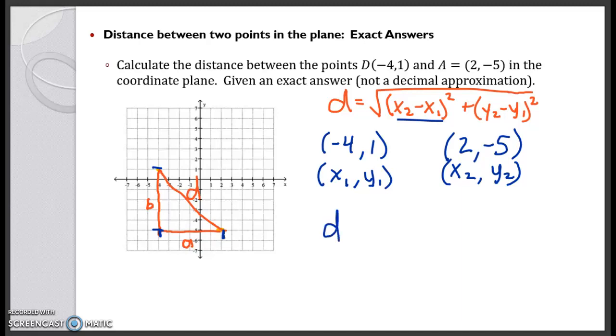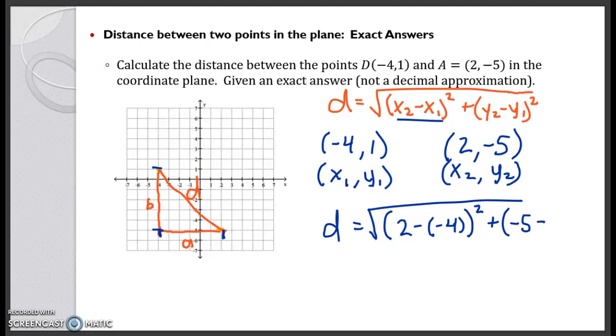So in order to find the distance, we're going to plug it in. It's going to be x2, or 2, minus x1. Now x1 is -4, so make sure you put that in parentheses there, okay? Plus y2, which is -5, minus y1, which is 1, squared. Now this is all under the square root, right?